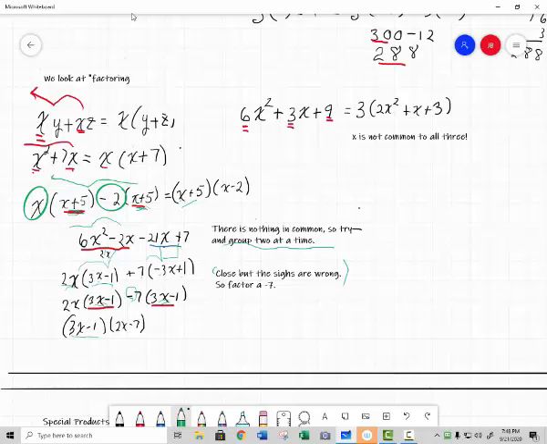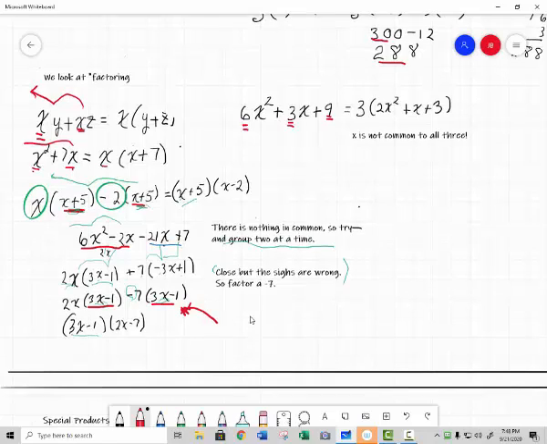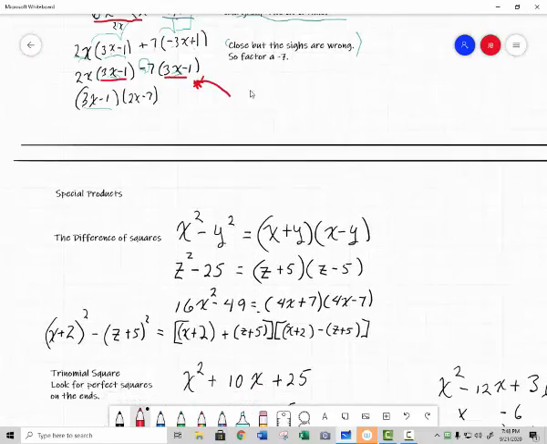Now I want you to keep this part in mind right here: the idea of factoring that negative sign out of that binomial, because I'm going to use it in the last example that I show you tonight. We're going to pull a negative out of our binomial, and I want you to pay particularly close attention to that.